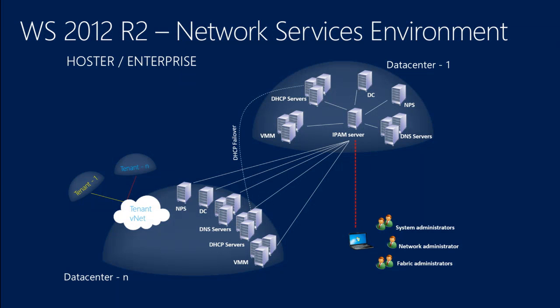Now IPAM and DHCP DNS in 2012 R2 cater to these kinds of networks. They offer a very scalable and simple solution to administer your addressing and naming infrastructure in networks like this that consist of multiple data centers, and where data centers have multi-layered networks of this type.